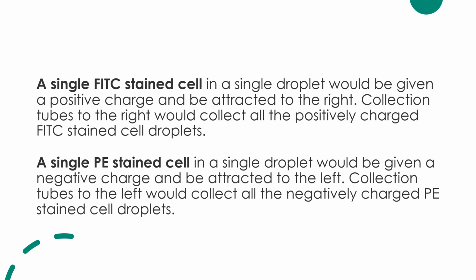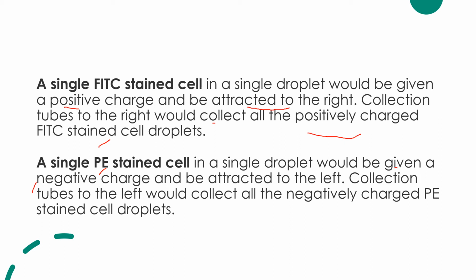A single fluorescein isothiocyanate stained cell in a single droplet would be given a positive charge and be attracted to the right, or if it is a positive charge, it will be attracted towards the negative. The collection tube to the right would collect all the positively charged FITC stained cell droplets. And a single PE, that is phycoerythrin stained cell in a single droplet, would be given a negative charge. It is very necessary that in flow cytometry or fluorescence activated cell sorting, one drop at a time should come out of the nozzle.